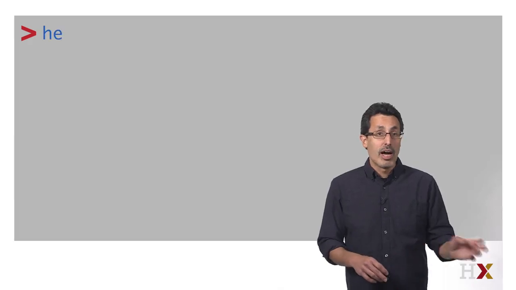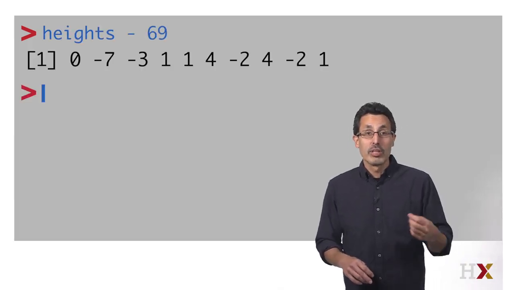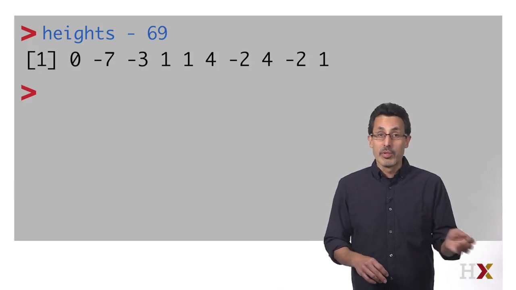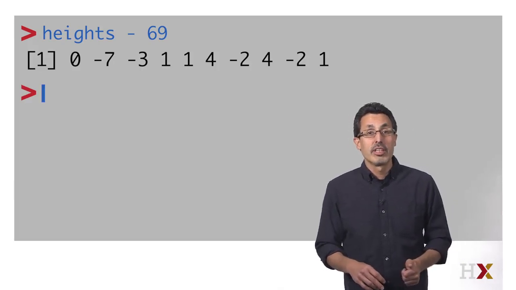Similarly, if for each of these measurements we want to compute how many inches taller or shorter than the average, we can subtract the average from every entry. Let's say the average is 69 inches. Then we write the following code. Heights minus 69 will give us, for each entry, how much bigger or smaller they are from 69.